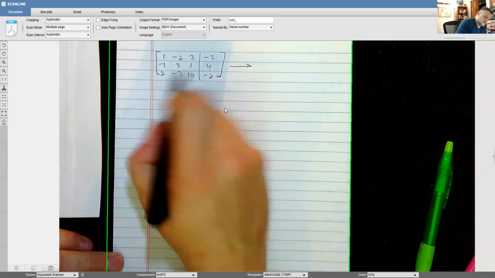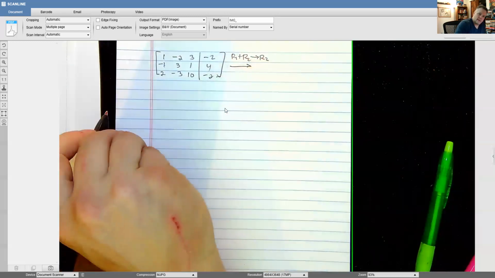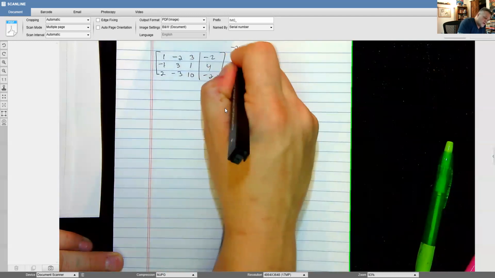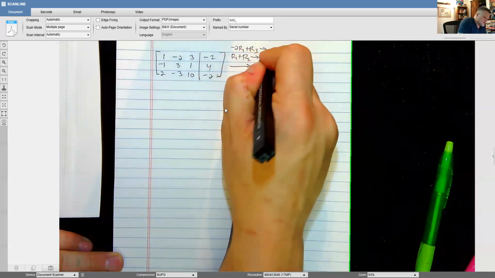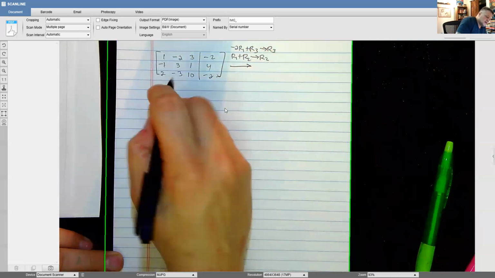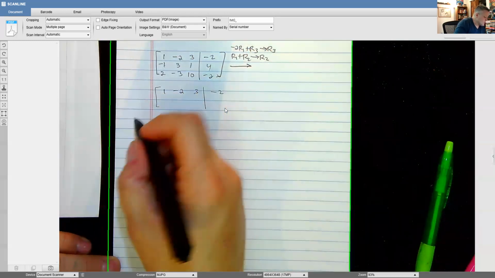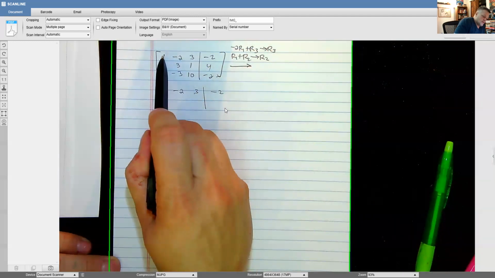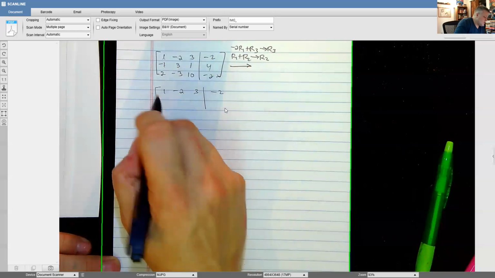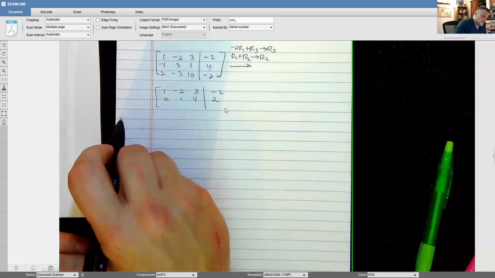So what I'll do is I'll simply add row 1 and row 2 and replace row 2 by that. And then I'll also multiply row 1 by -2, add it to row 3, and replace row 3 by that. All right, so if I do that, let's actually go through. I'll leave the first row intact. The second row, if I multiply everything here by -2 and then add to that second row, what I will get, and you can check me on this, is 0, 1, 4, 2.